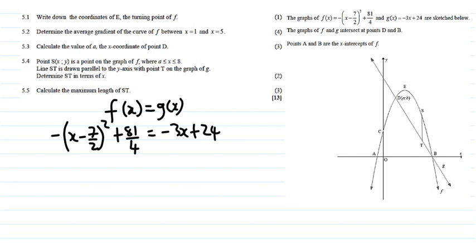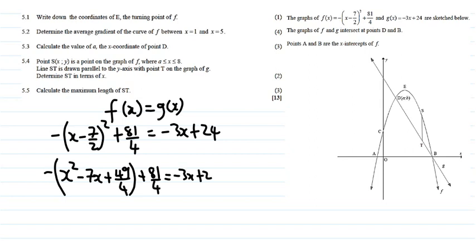Okay, we're going to do a bit of foiling here on the left hand side. Just be careful. Oh, I will fail anyone I see multiplying the negative in here. Well, there is a square, but at least not in this class. So negative (x squared minus 7x plus 49 over 4) plus 81 over 4 equals negative 3x plus 24.